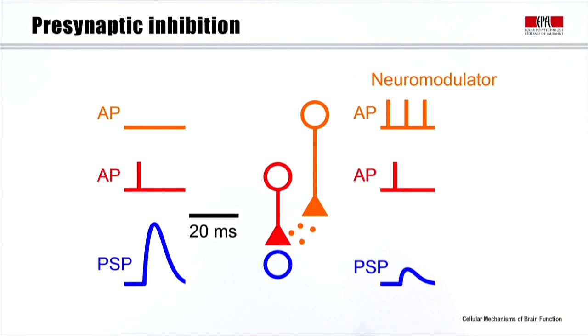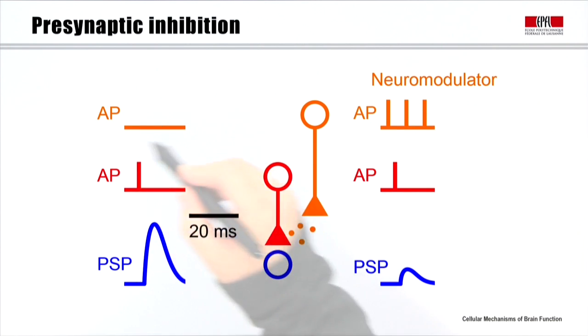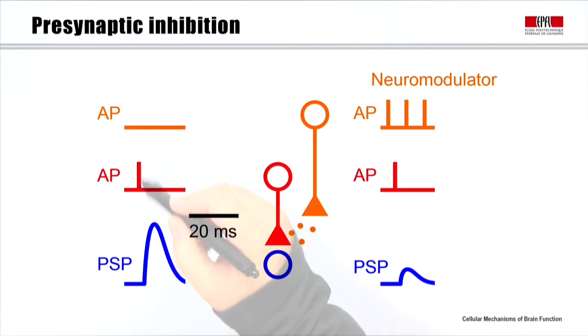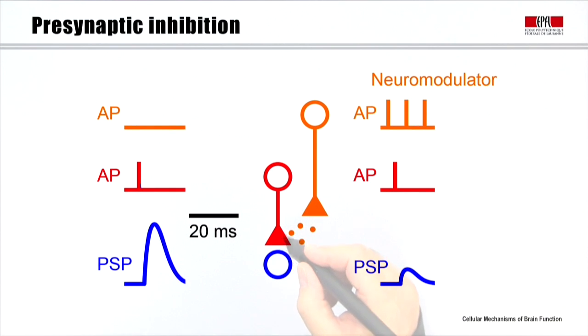So if we now think about how presynaptic inhibition might work in the brain, we can imagine a situation where the neuromodulator axon is turned off, and we have a presynaptic action potential in a red cell. It propagates down its axon, induces a calcium rise in the presynaptic terminal, and that then, in turn, induces release of neurotransmitter onto the blue cell, driving a postsynaptic potential.